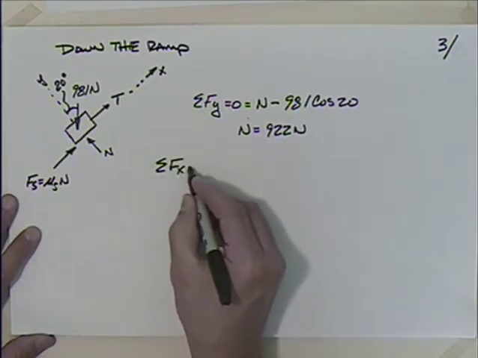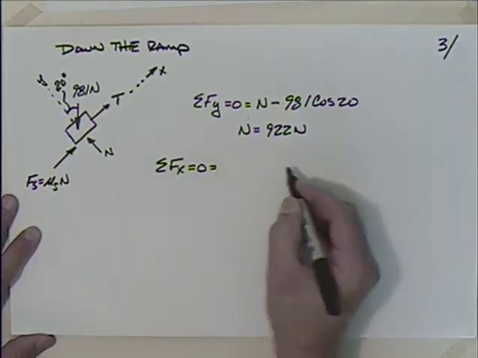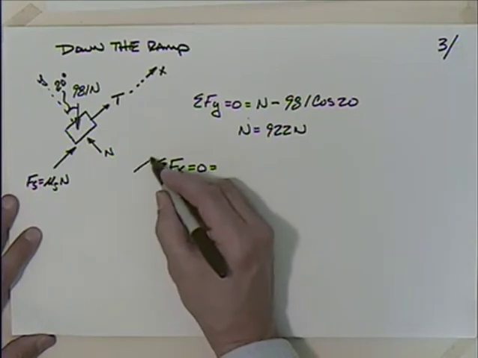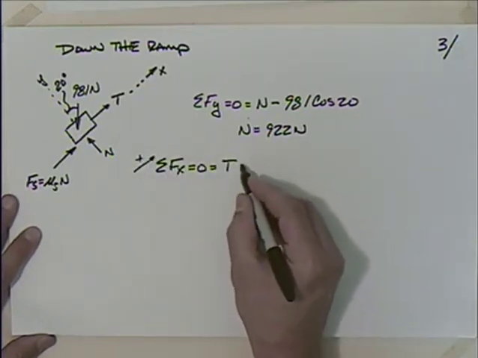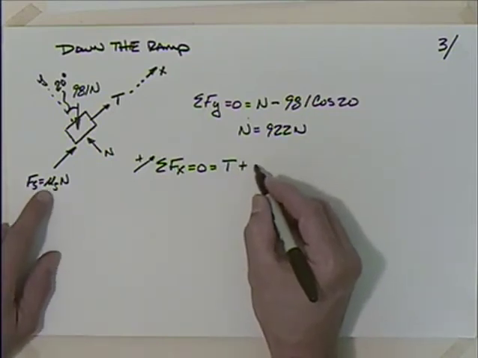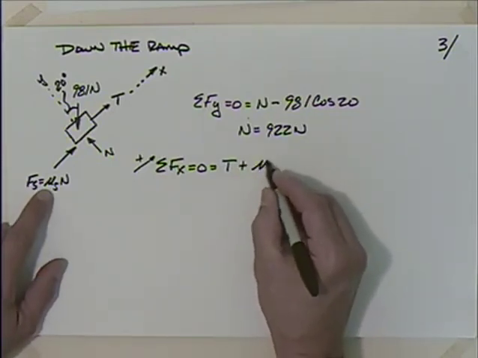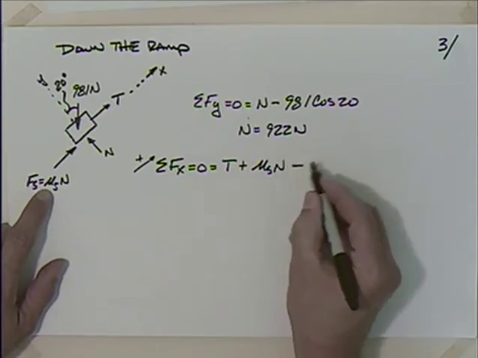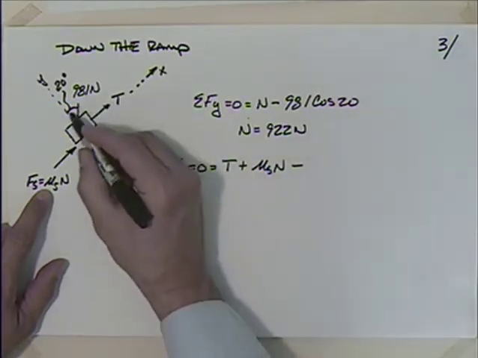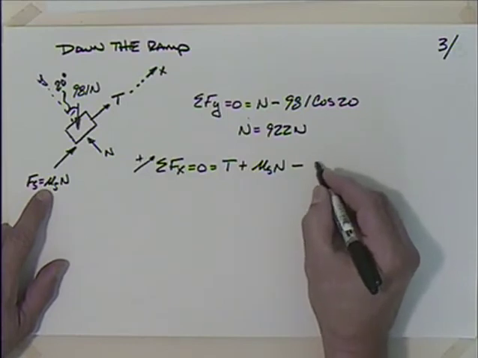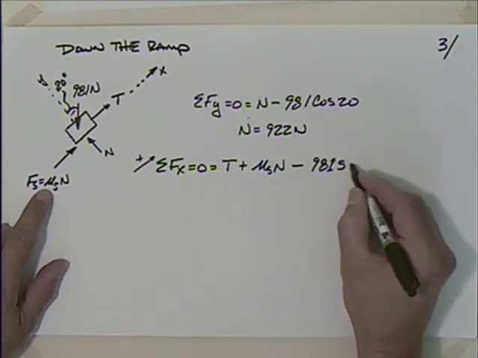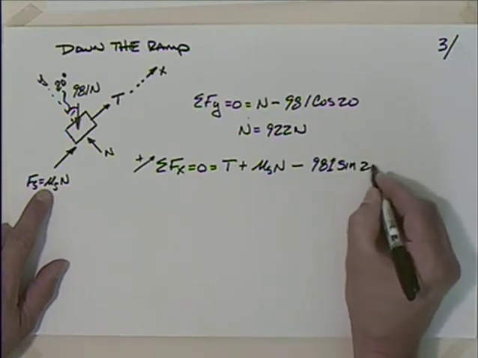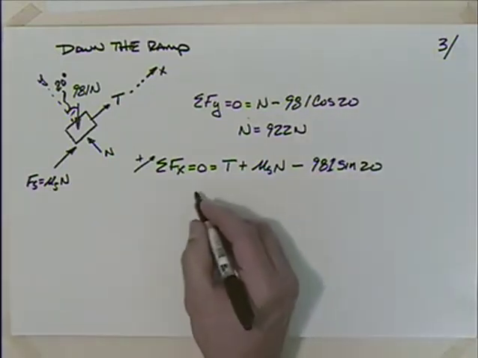Sum of the forces in the x direction, setting that equal to 0. And I think I'll go ahead and take positive up the ramp. So I'm going to have T, and then positive, so I'm adding the friction force this time, mu sub S times N. But I still have to subtract the piece over here, which is 981 times the sine of 20, right? So I could solve for T.